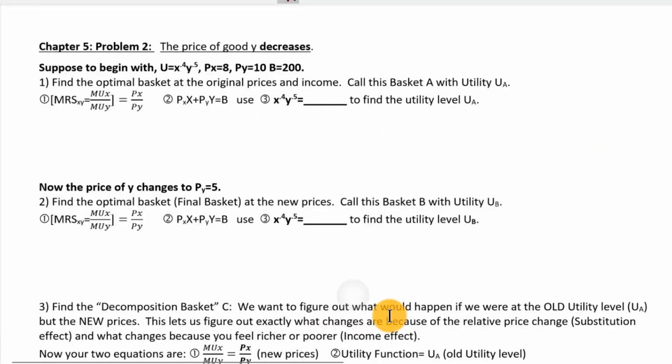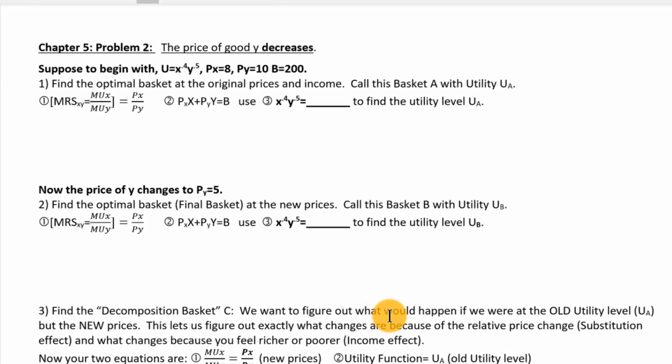Compensating variation. On the next part of this handout, I have another problem where instead of the price of a good going up, we have a price of a good going down. This is a good one to think about doing. I'll post along with this handout, I'll put answers to this question so that you can check your work. But let me walk you through the idea here. Since the price of Y is going to go down, right? So here we're starting with the price of Y as 10. The price of Y is going to go down to 5.